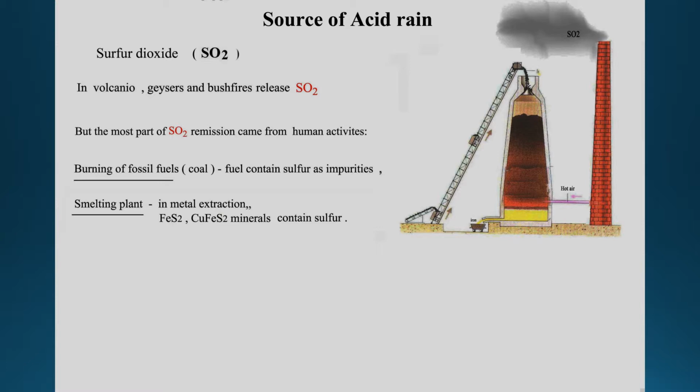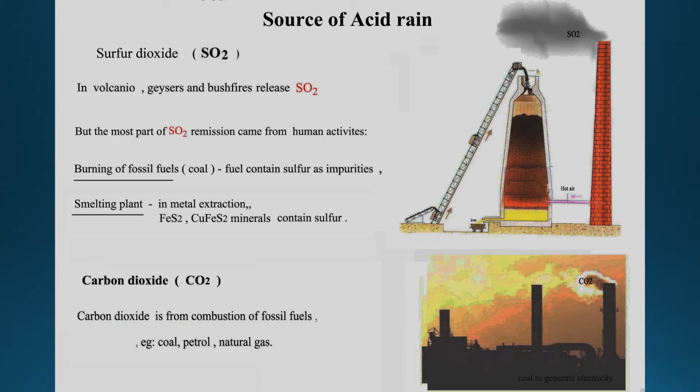So if you burn fossil fuel, where does the coal come from? Underground. So this coal will be contaminated with sulfur, and smelting plants extract metal minerals. Where do they come from? Again, underground. And it will also contain sulfur, iron sulfide or other sulfur. So anything that comes from underground will contain sulfur. When you burn it, you will form sulfur dioxide.